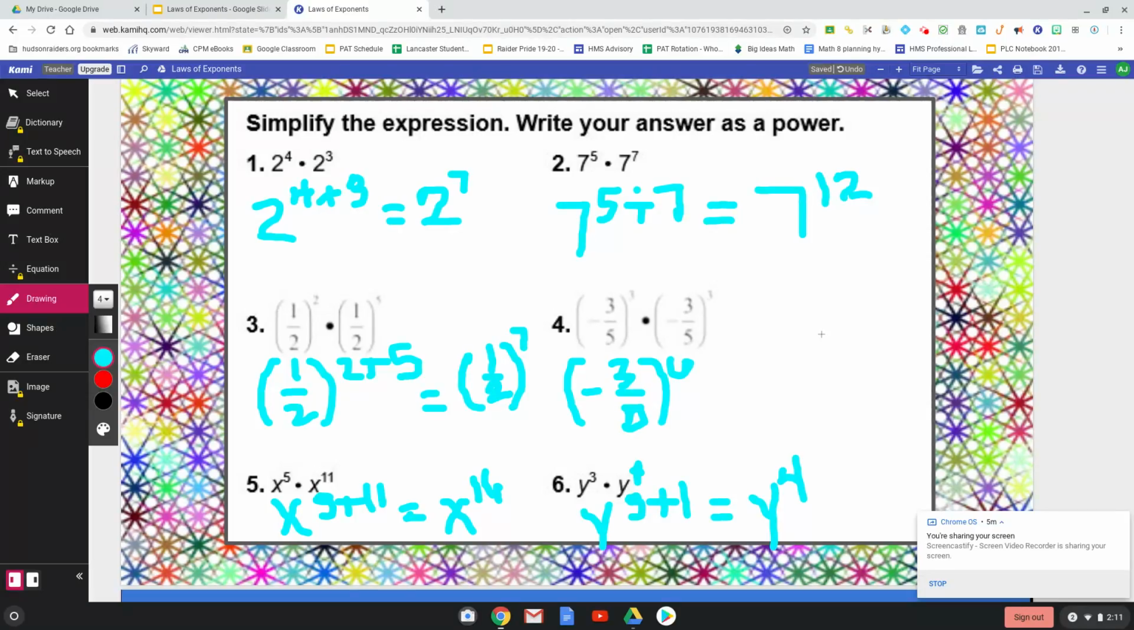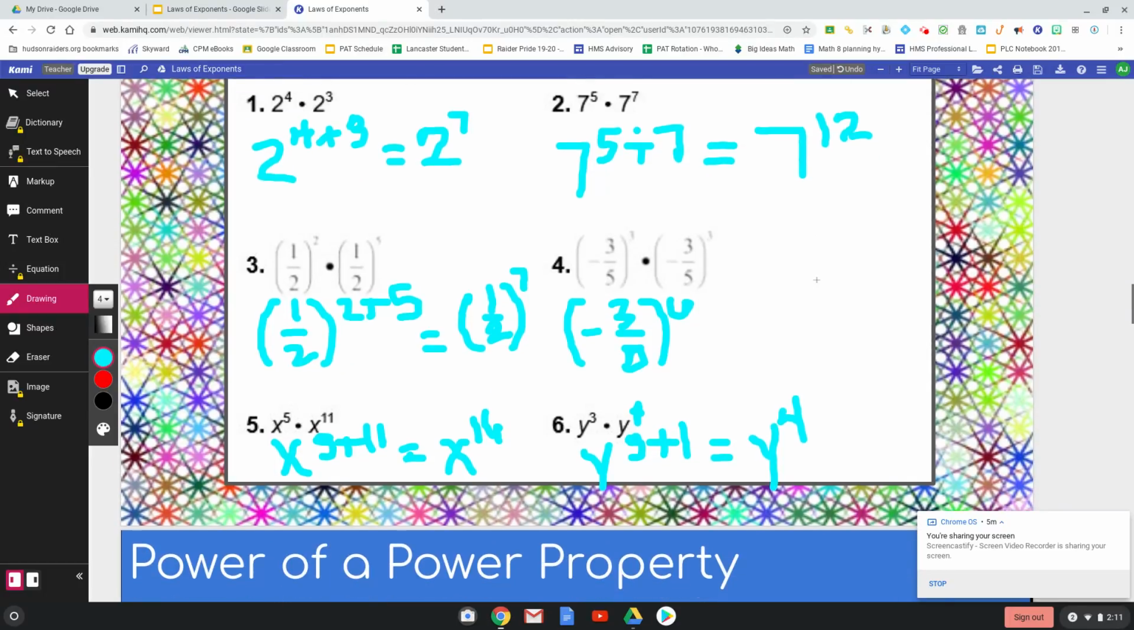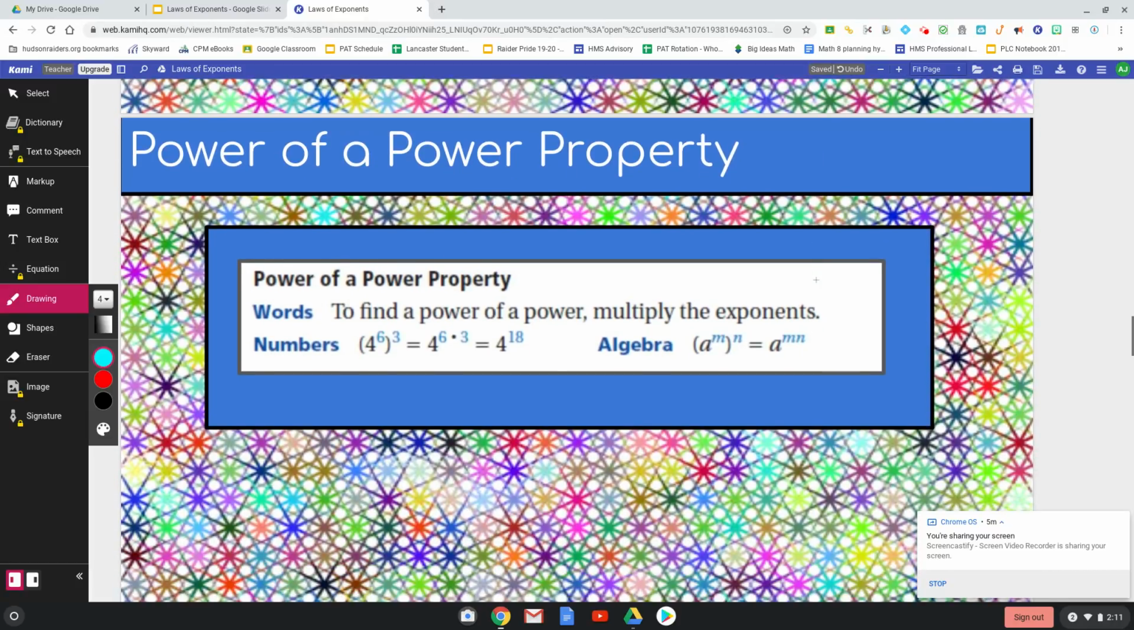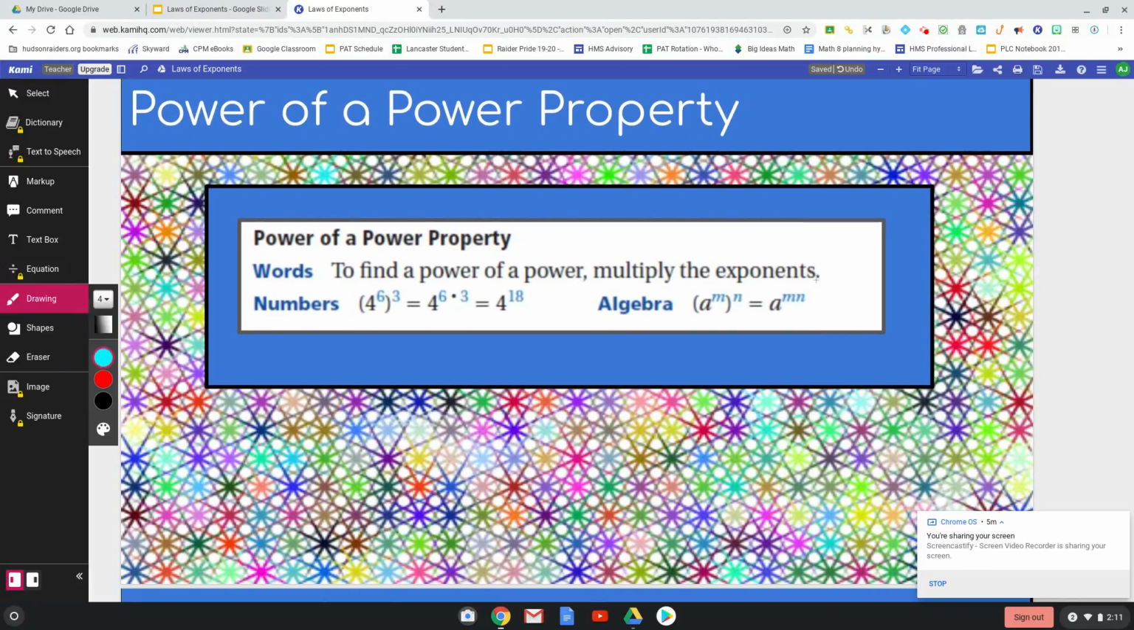All right, there's one more important, actually, I think there's two more important laws of exponents I'm going to go over with you today. The next one is called the power of powers property. This states to find a power of a power, multiply the exponents. So if we look at our numerical example here, we have 4 raised to the 6th power, and then we have parentheses raised to the 3rd power.